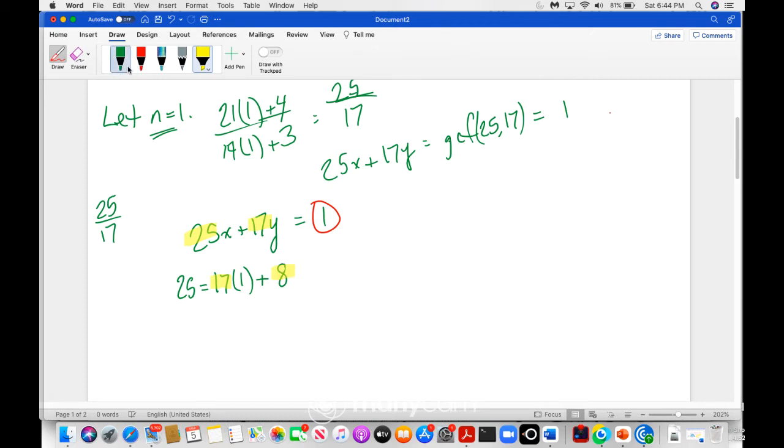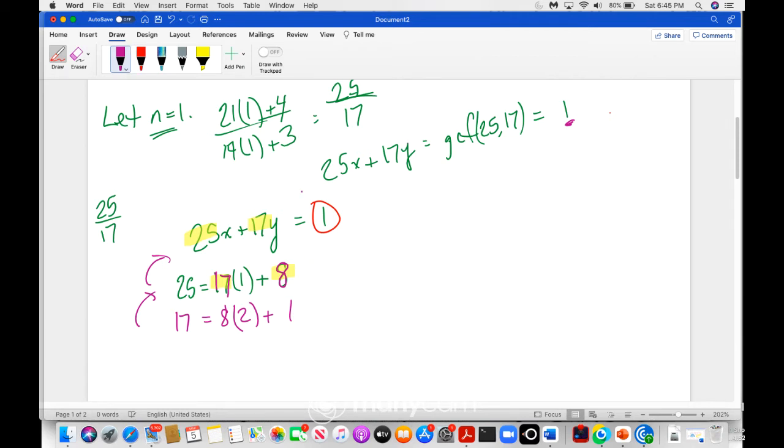So now I'm going to rewrite, maybe I'll do this in a different color. Now I'm going to rewrite 17 as a certain number of 8s plus a remainder. And as soon as this remainder is 1, then I'm done. Because that's what I wanted in the first place, right? And now by breaking it up like this, it turns out that I can substitute back in and go up as much as I need to in order to write 1 as a combination of 25s and 17s.